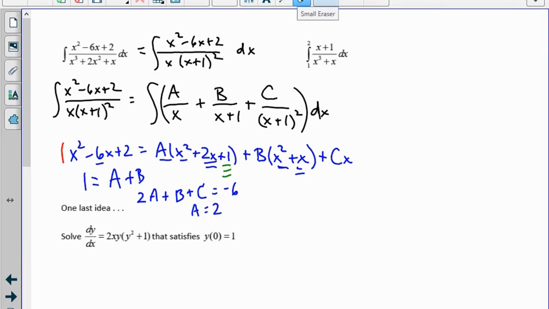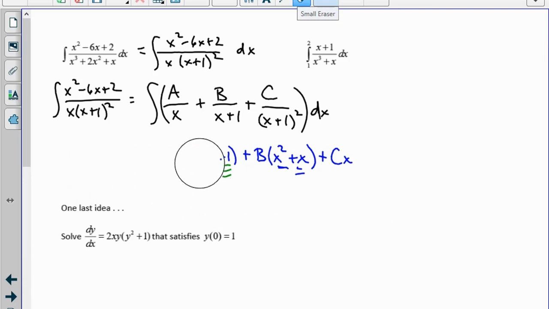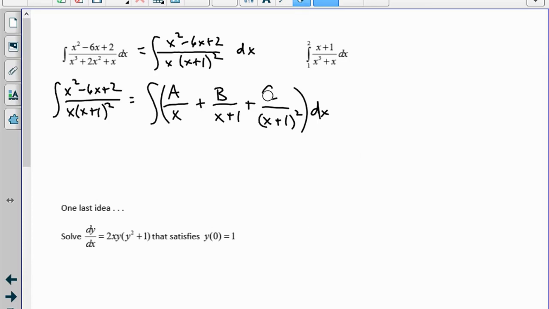I can substitute that into this equation over here, which means B equals negative 1. And then when I take A equals 2 and B equals negative 1, I get 4 minus 1 plus C equals negative 6, which means C equals negative 9. So when I take all of that, I get 2, negative 1, and negative 9. And I can replace A, B, and C with those things. And so now I just have to integrate this.